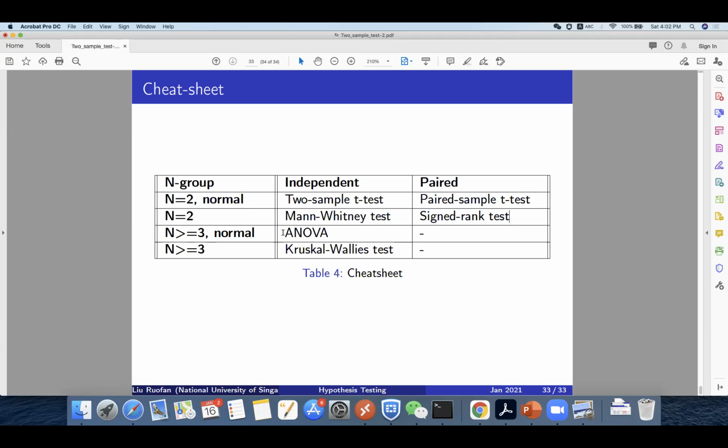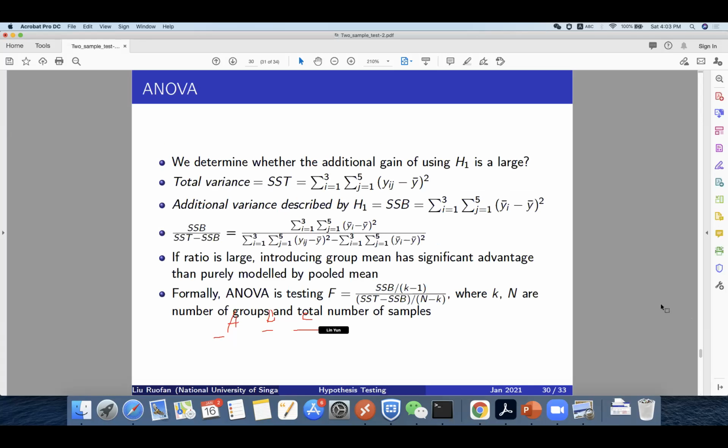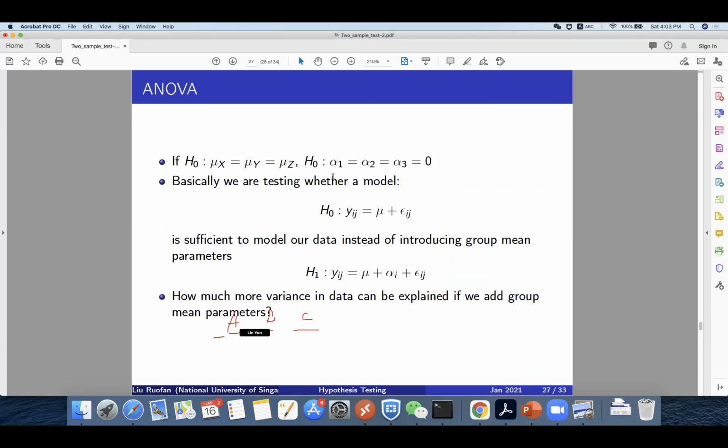An extension is that if I have at least three groups, then the corresponding tests are ANOVA and Kruskal-Wallis. Kruskal-Wallis is also a rank test. So if n is larger than 2, how do we say? Suppose we have three groups, A, B, C, how are we supposed to have a ranking for these three groups?